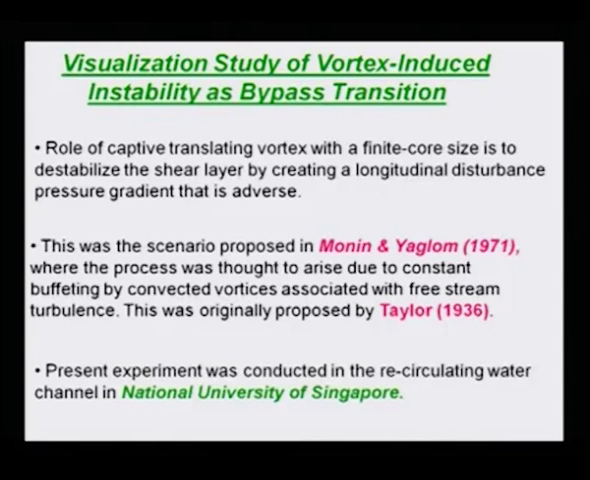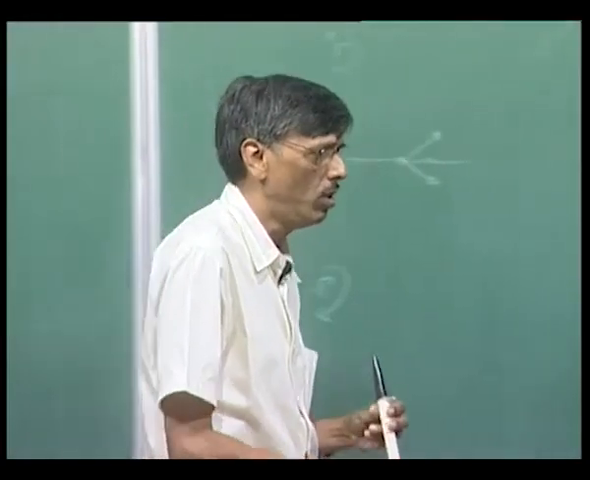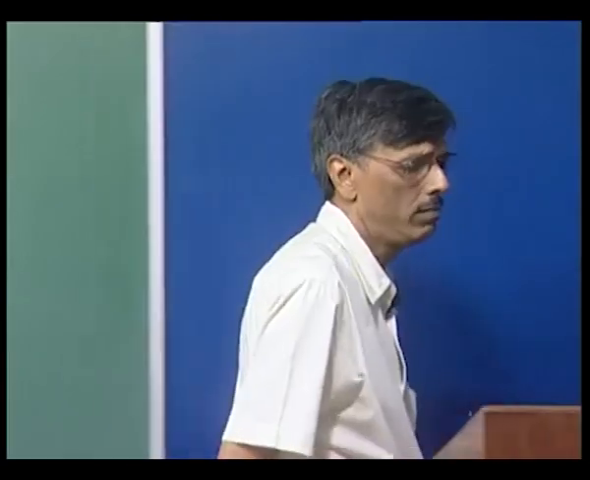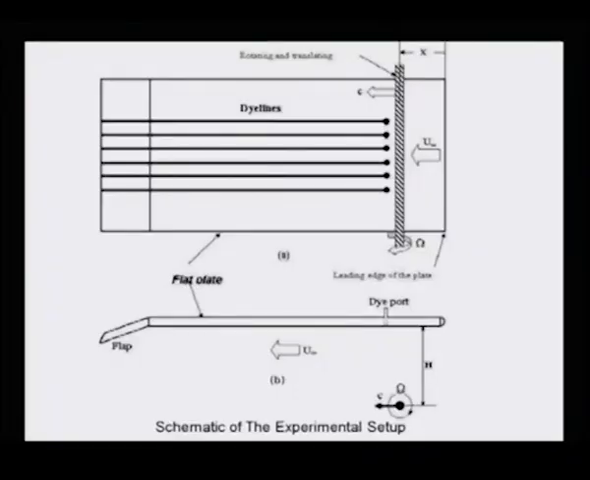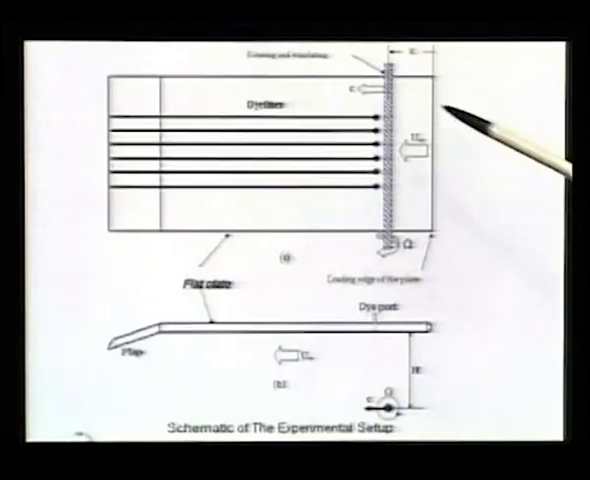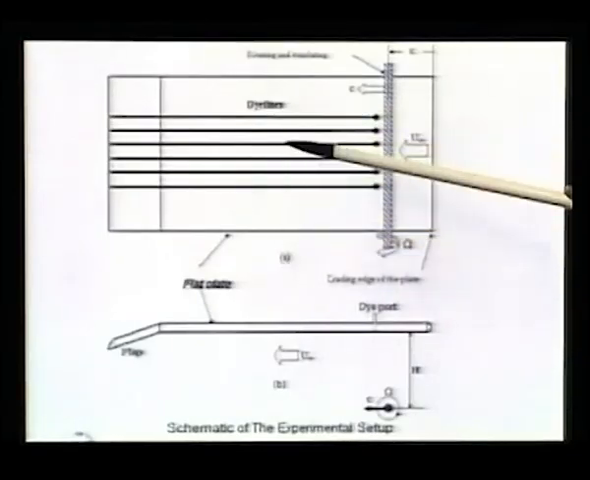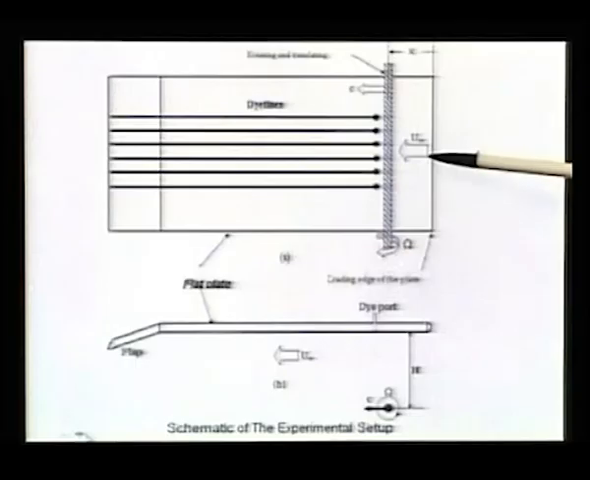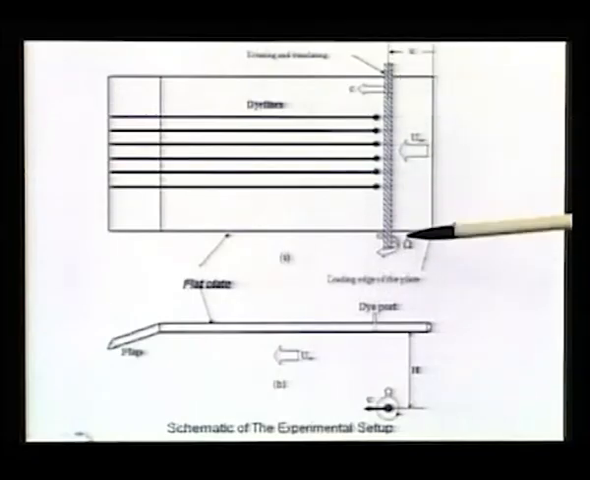This was done in the recirculating water tunnel at NUS. This is the sketch of the experiment. All you needed is basically a perspex flat plate. Flow is coming from right to left, and this is a top view. In the top view, this is your rotating cylinder. You see it's rotating with capital omega, and it is also convecting.